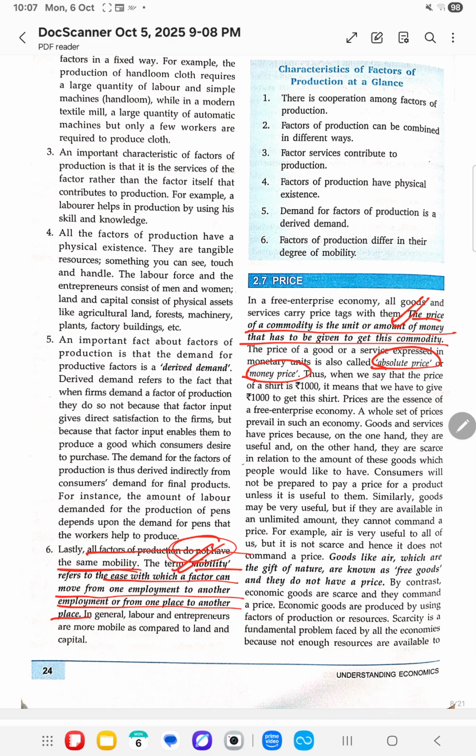Next up, we have goods like air, which are a free gift of nature, known as free goods. So air or places where you have free water, these are all free goods. You do not pay to have that.